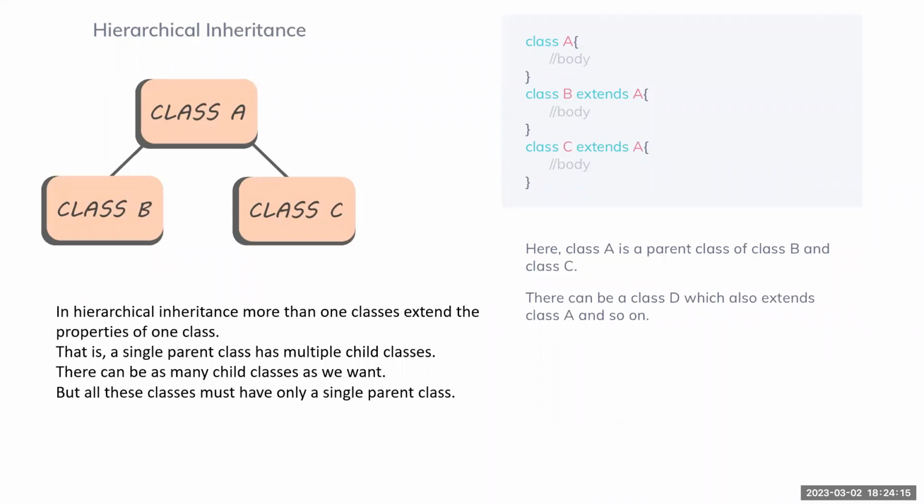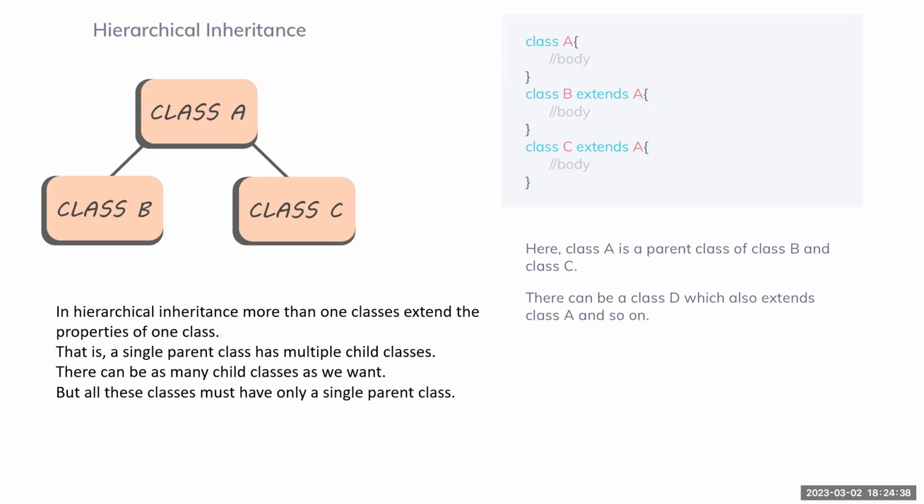This is called hierarchical inheritance. You see the simple syntax: class A, class B extends class A, and class C extends class A. It's not B. If it is B, then it is multi-level inheritance. If it is A, then it is called hierarchical inheritance.